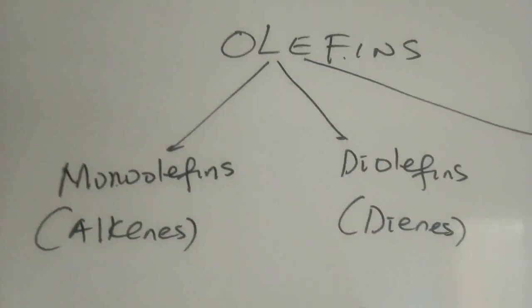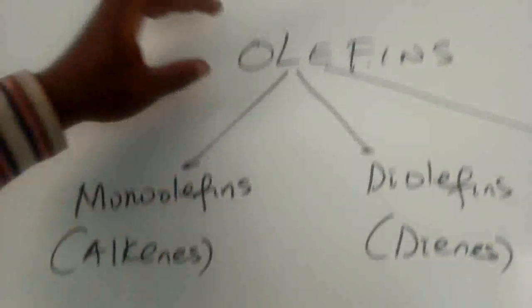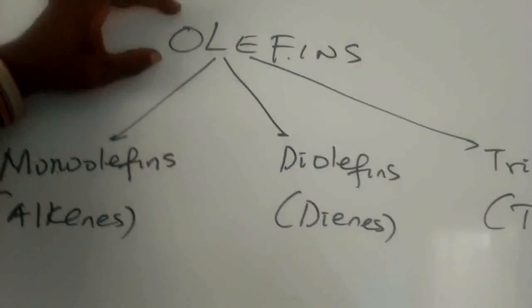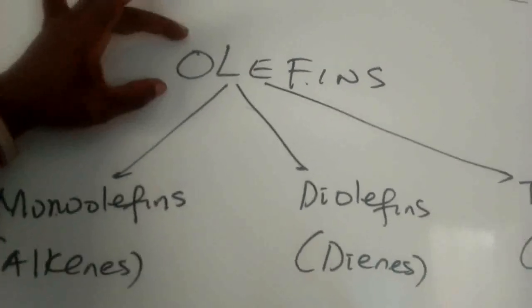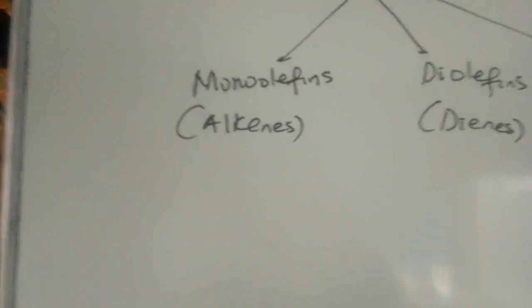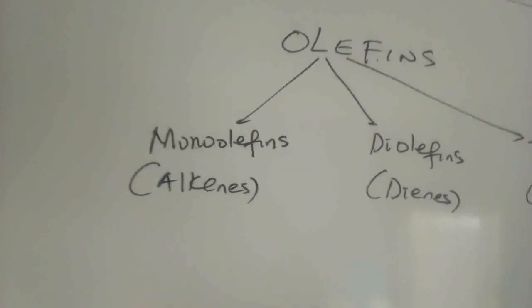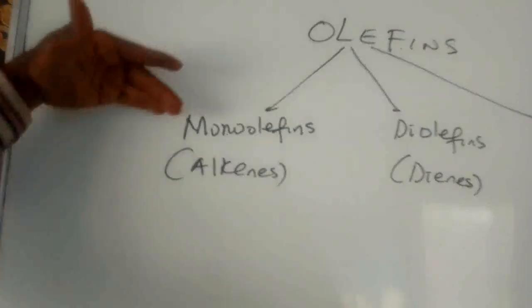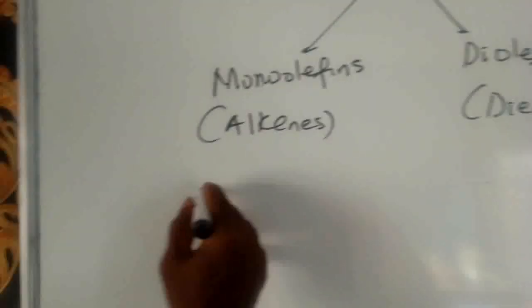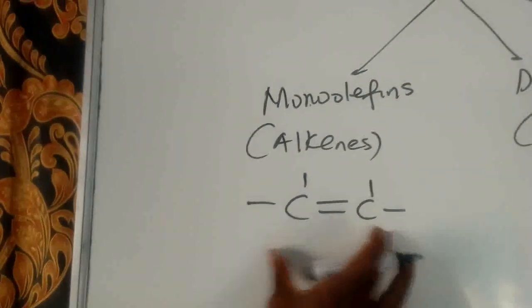So as we said, alkenes are derived from the word olefins. Olefins refers to a group of hydrocarbons, organic compounds that contain at least a double bond between 2 carbon atoms. At least a double bond, so an olefin can contain more than 1 double bond. Under olefins, we have the monoolefins, that are alkenes. Alkenes are called monoolefins because they have only 1 double bond between 2 carbon atoms.